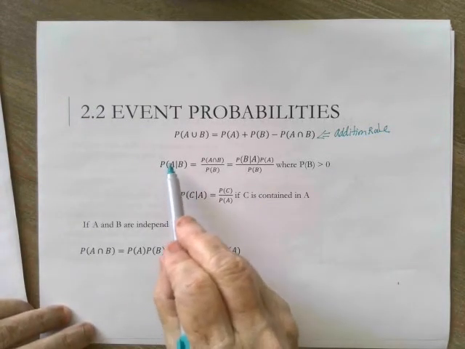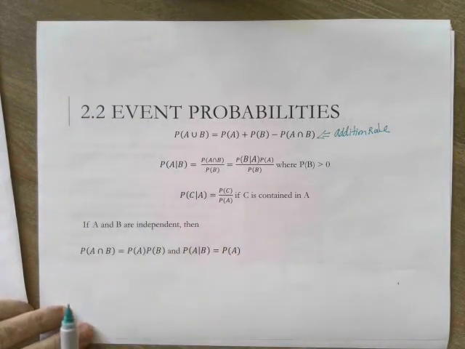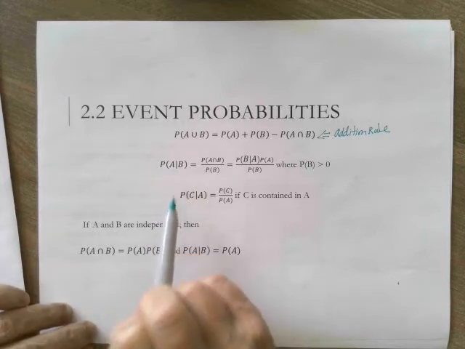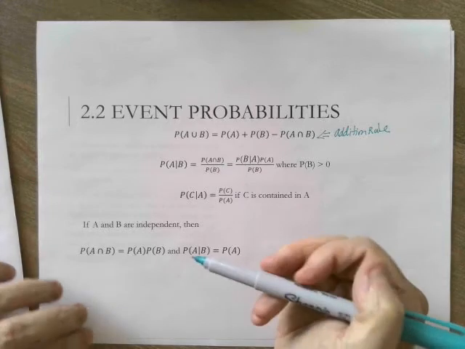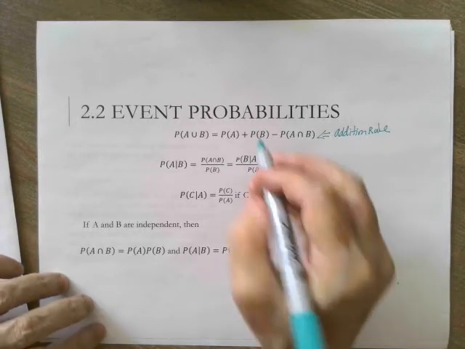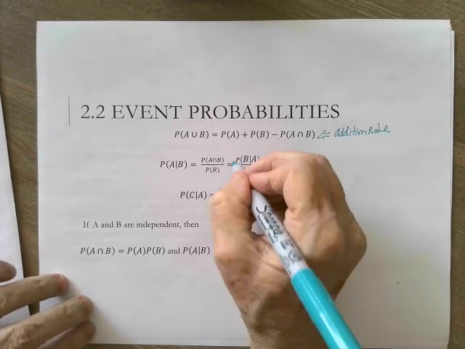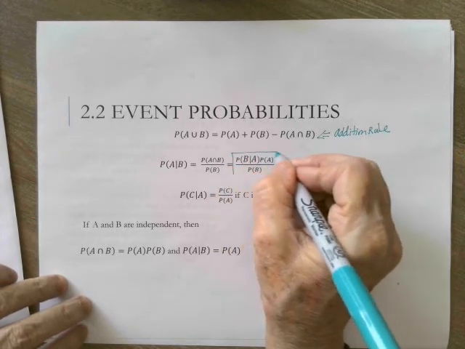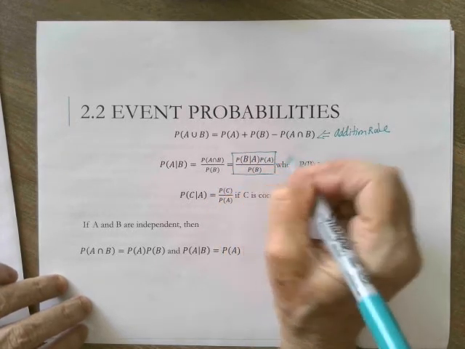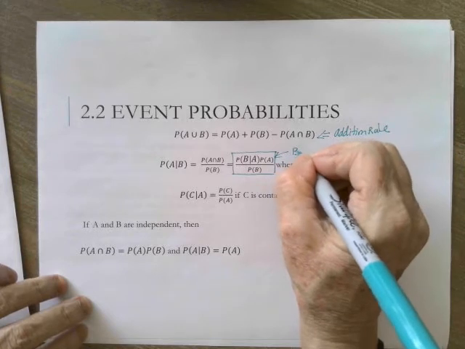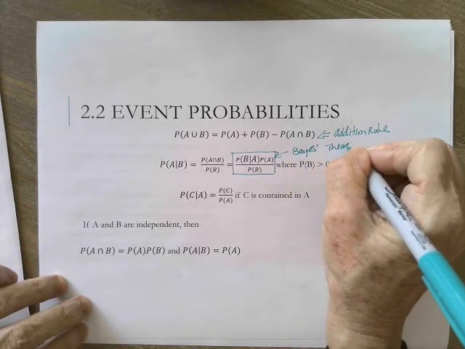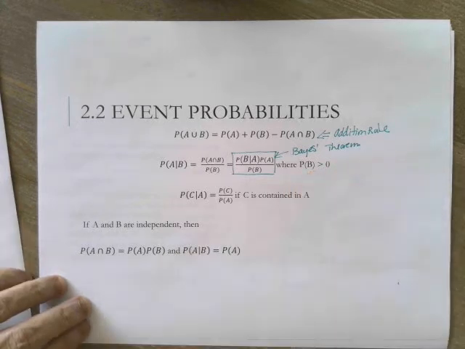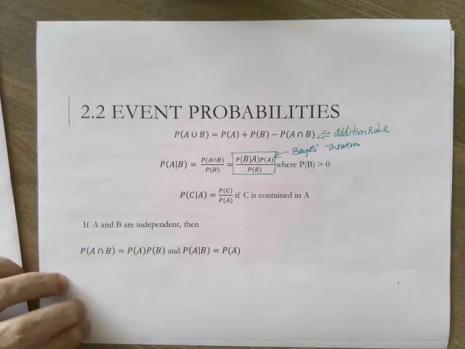Then we can also look at conditional probabilities here. The probability of A given B, well, we can look at that as the probability of the intersection divided by the probability of B, or we could also write it this way, and you probably recognize this as Bayes' theorem. And obviously the probability of B has to be something bigger than 0.